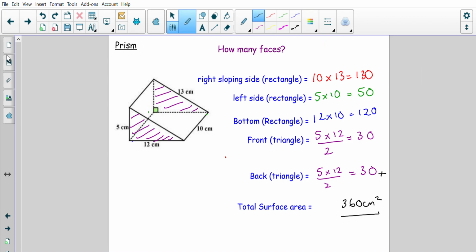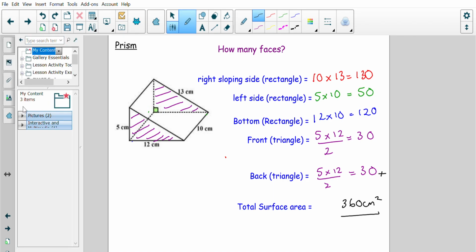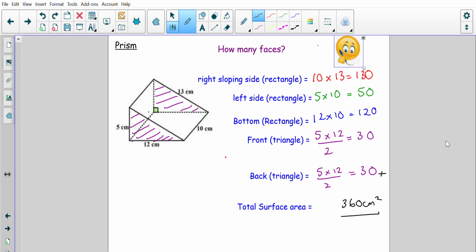So in actual fact, can you pause the video now and write this example into your books? Either on the note sheet or have a go at a quick sketch and copy it into your exercise books. And then you're going to have a practice at some questions.